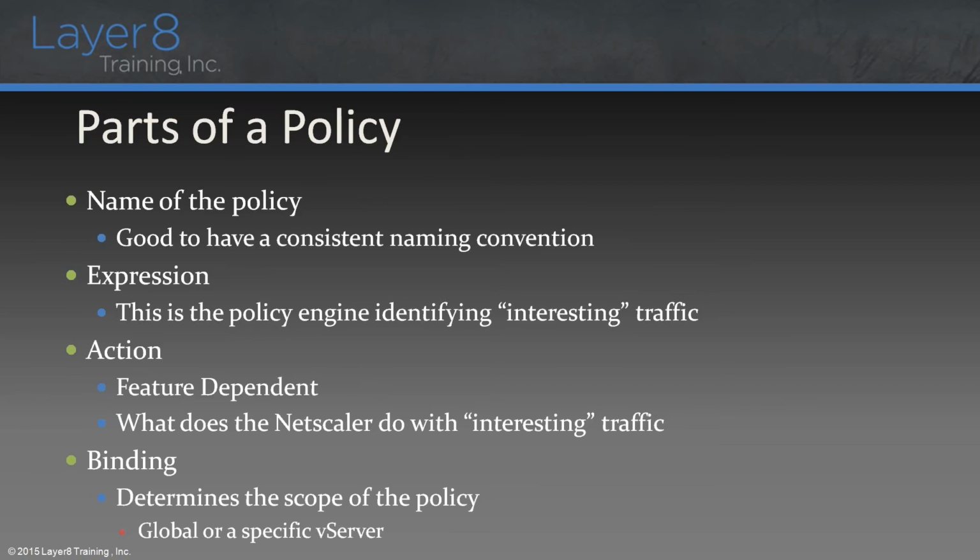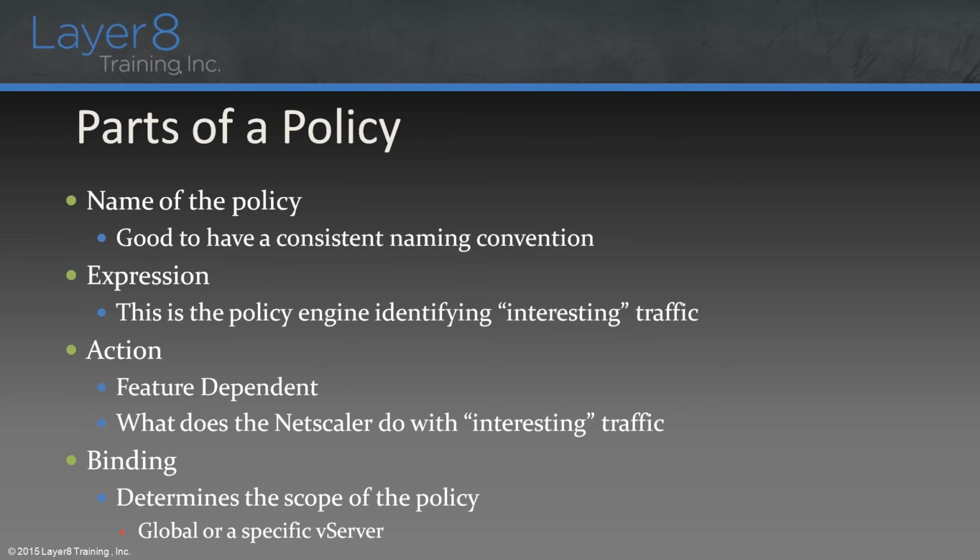And so we can go in and say, I need to respond a certain way. I need to modify a certain way. And so we've got all sorts of neat things that we can do based off of the different features. So we create a policy by identifying interesting traffic and then specifying what we want to have happen with it. Okay? And then the last part of this is the binding.